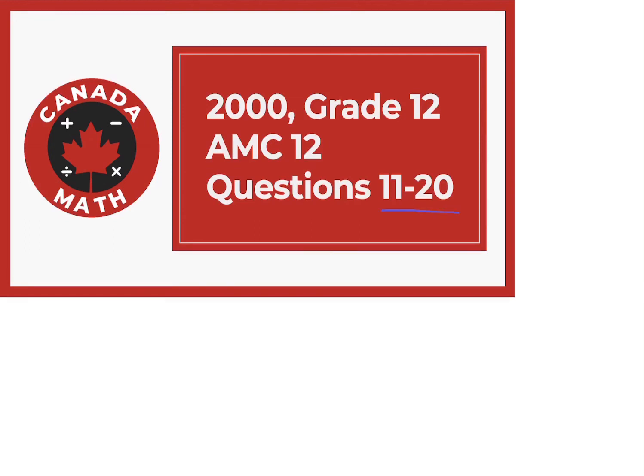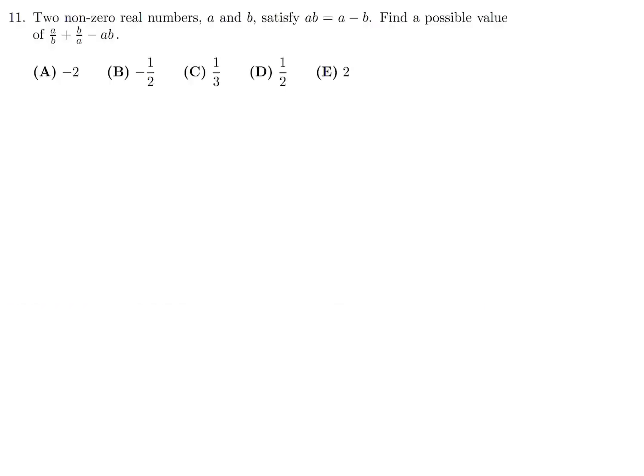Questions 11 through 20 of the 2000 Grade 12 AMC 12. Two non-zero real numbers a and b satisfy ab is equal to a minus b. Find a possible value of this expression.